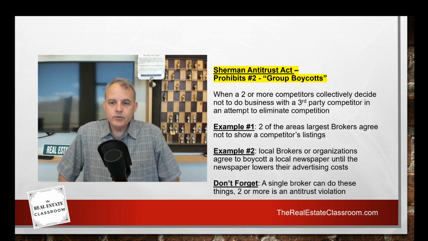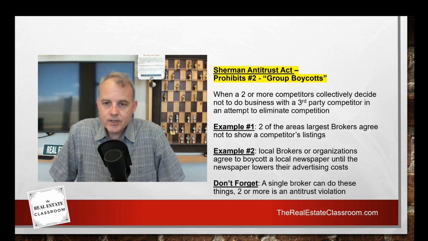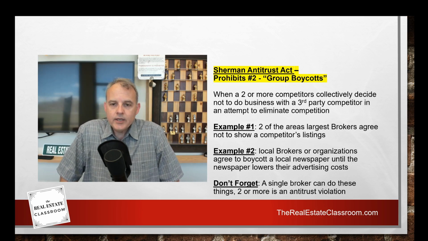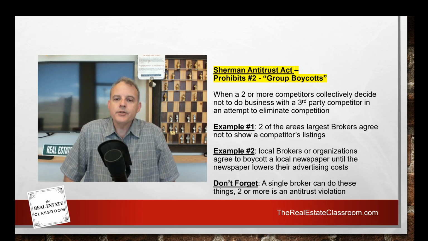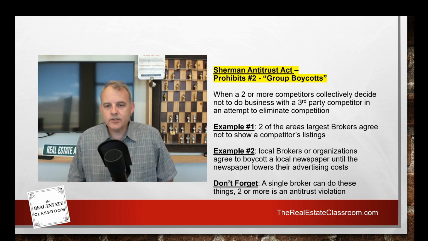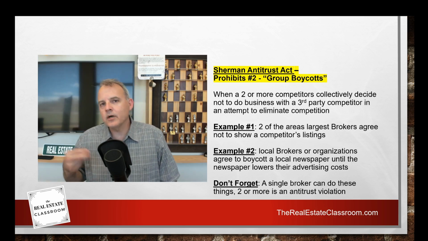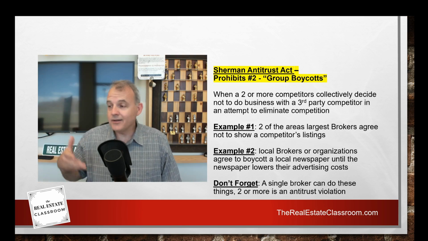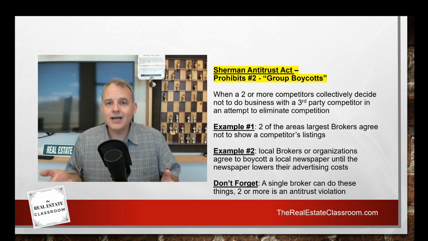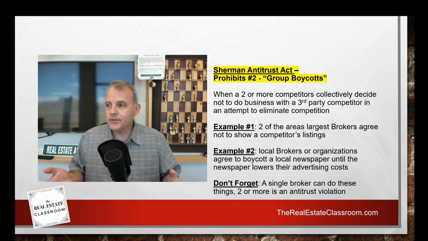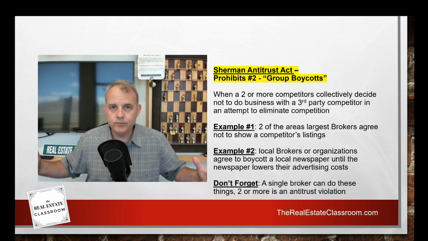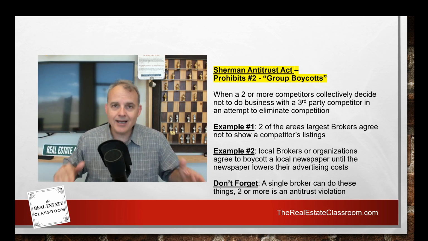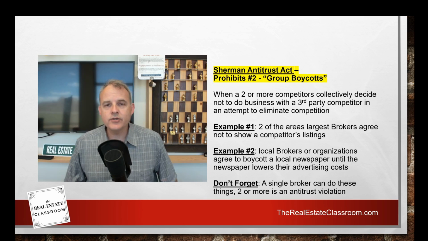All right, example number 2, local brokers or organizations agreeing to boycott a local newspaper until the newspaper lowers their advertising cost. And this applies not only to local brokers, but it would also apply to organizations and associations. So let's say the local newspaper, everybody advertises in it and it's very expensive. Well, if all the brokers got together and went to the newspaper and said, listen, your rates are too high, we're all going to boycott you until you lower your prices, that is a violation of antitrust laws.